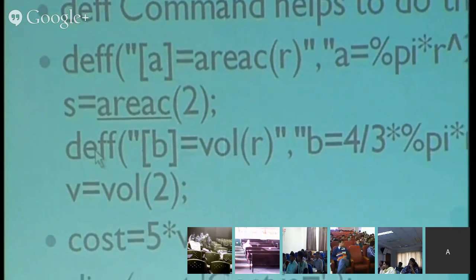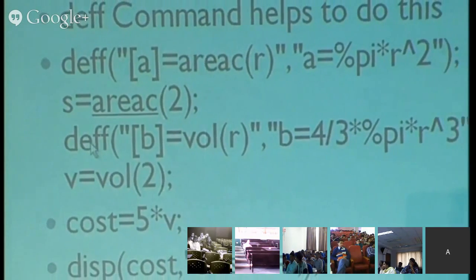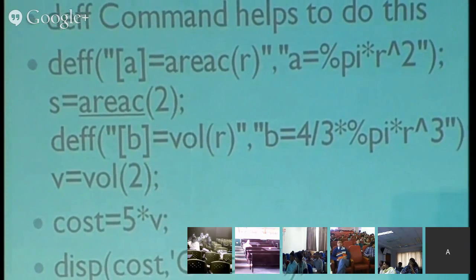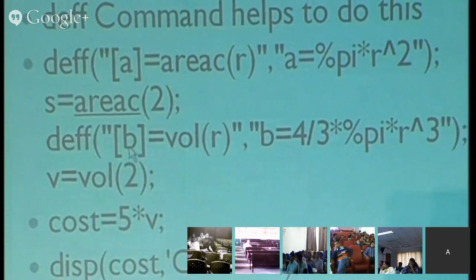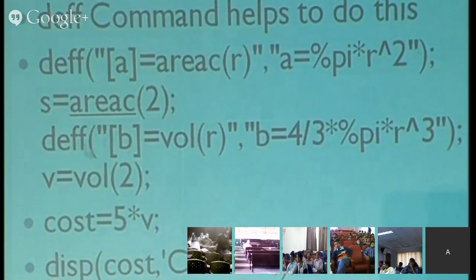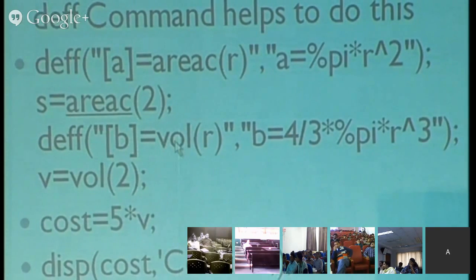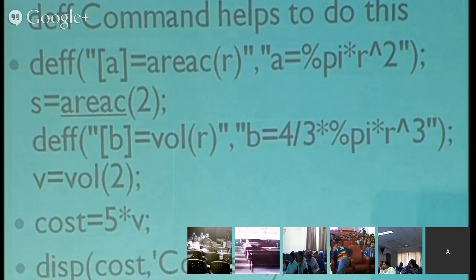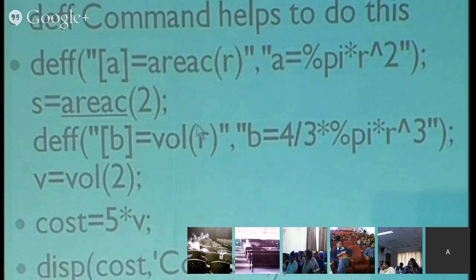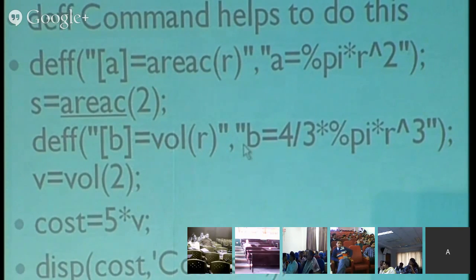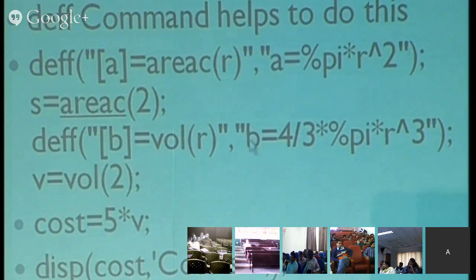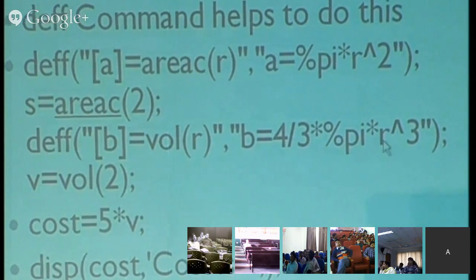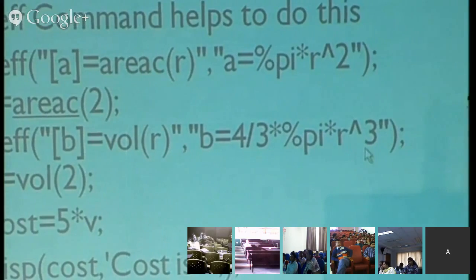Then another function in the same program, deff. B is the output variable, is equal to vol. The name given to the function is volume, which is calculating the volume of the sphere, and the input will be taken as the radius in the double quotes. Then volume is calculated as B is equal to 4 by 3 into %pi into r power 3.